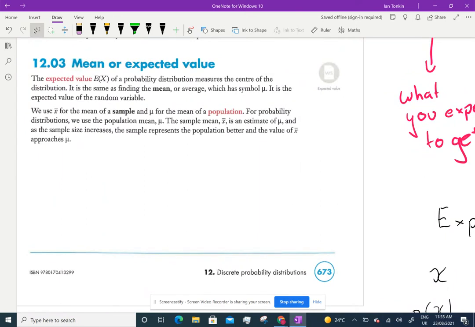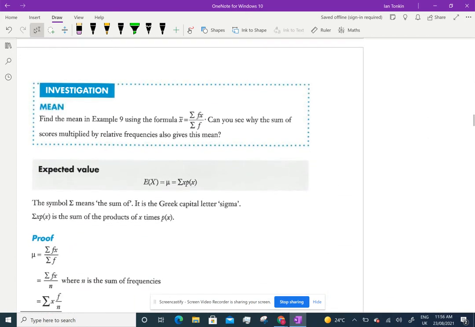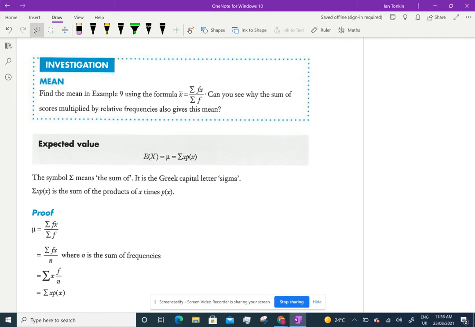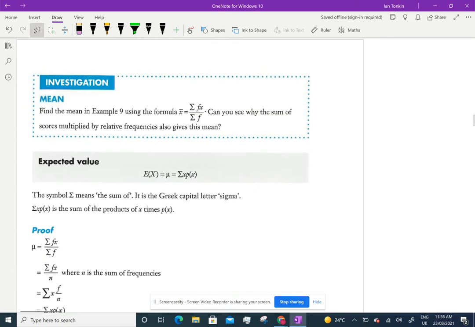And how do you calculate that? Well, it's essentially the mean, but you're using the probabilities. And the expected value is the sum of all the scores, look down here, the sum of all the scores multiplied by the probability, and it gives you the mean. So it's important that you remember what we're talking about when we talk about expected value.